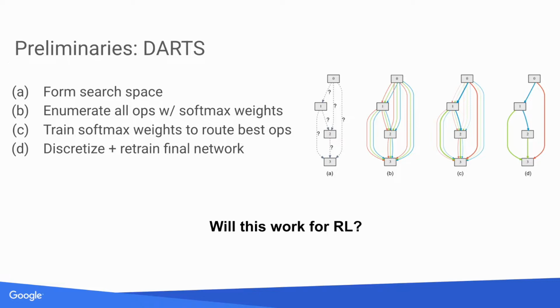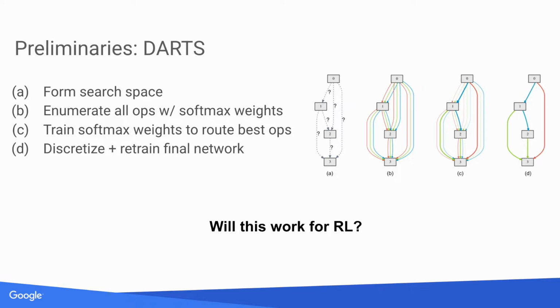In B, all possible operations are enumerated and their outputs are combined using a softmax-based weighting and put into what is called a supernet. In C, both the weights and the softmax variables in the supernet are trained, which leads to some operations being weighted more than others. Finally, in D, we prune the softmax variables to find the best connections and operations to use for a discrete architecture, which is trained again for evaluation.